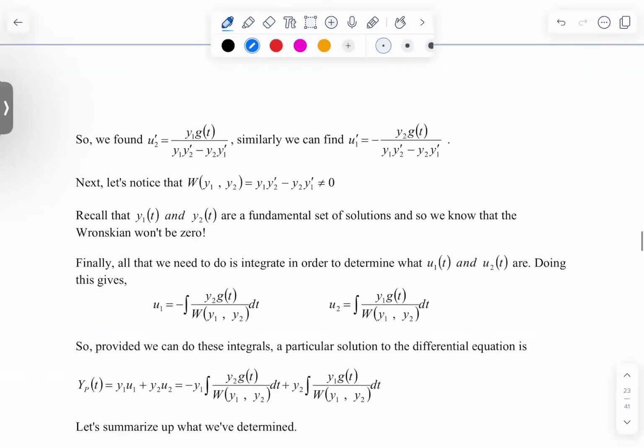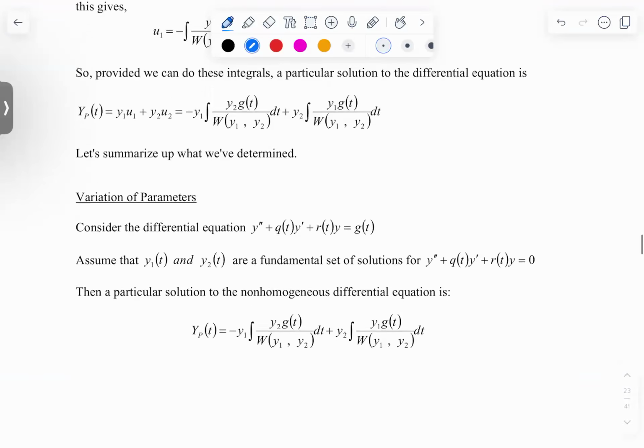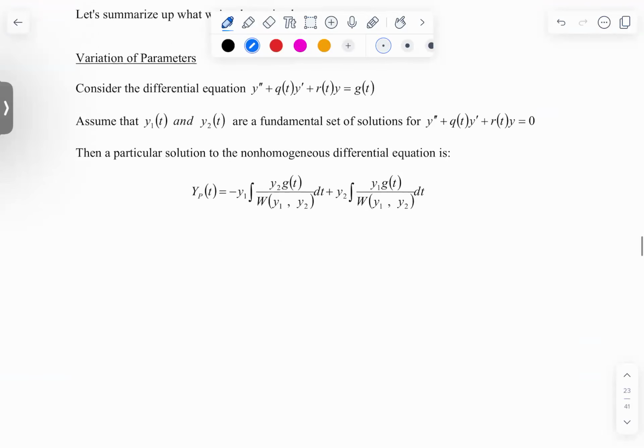Is that what the Wronskian does too? No, well, through the integration. The constants are actually solved through this function because you're canceling. So that's the real nice thing.